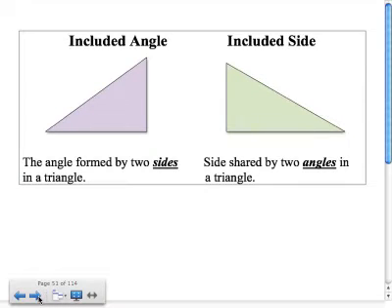A couple terminologies that we need to be familiar with: the angle formed by two sides in a triangle is called the included angle. So for example, if I'm looking at the bottom side here and the height, the included angle is this one right here. It's the one in between them. The included side is the same argument. The included side is the side that's shared by two angles. If I'm looking at this angle and this angle, the side that's shared is this one here. That side hits both of those angles. So in these theorems, when you see included side or included angle, that's what we're talking about.